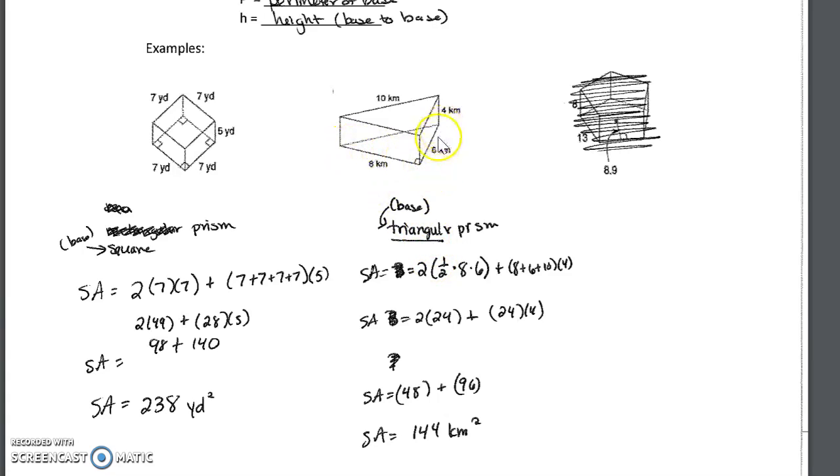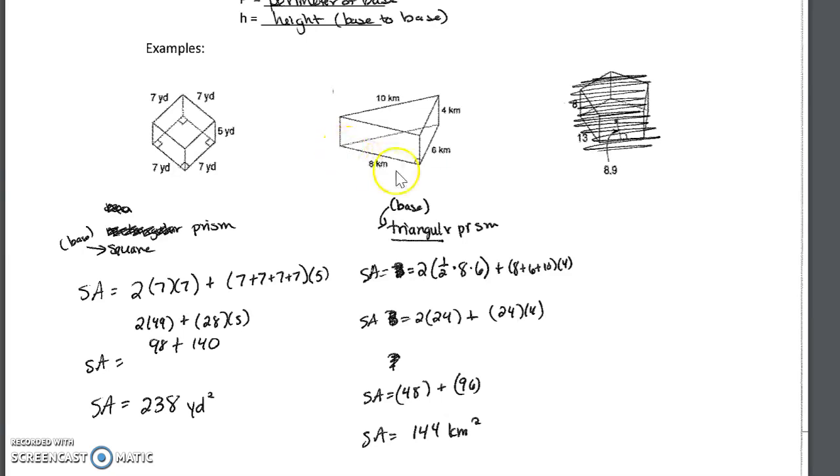Base and height are going to be your legs, or base and height need to form a 90-degree angle. So when you're looking at this base, the triangle has a base of 6 and a height of 8. That is your triangle, remember. So 2 times 1/2 times 8 times 6 plus perimeter, 8 plus 6 plus 10. Notice this 10 is the hypotenuse, or the other side of your triangle. So 8, 6, and 10.